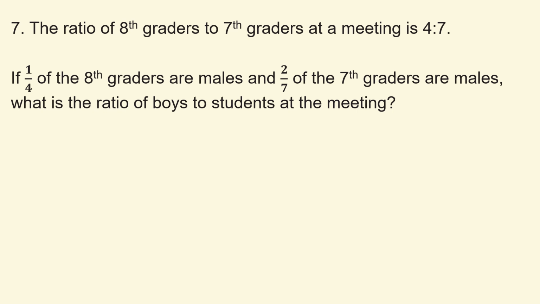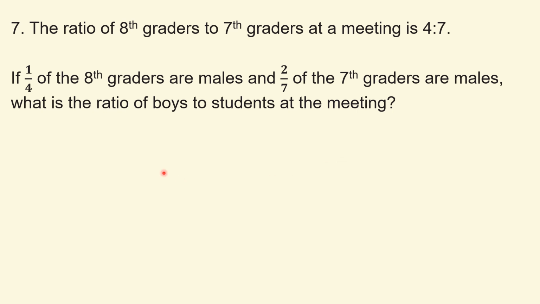It says the ratio of 8th graders to 7th graders at a meeting is 4:7. All right, so for every 4 8th graders, there are 7 7th graders. Right, so more 7th graders than there are 8th graders. And it says if 1/4 of the 8th graders are males and 2/7 of the 7th graders are males, what is the ratio of boys to students at the meeting?